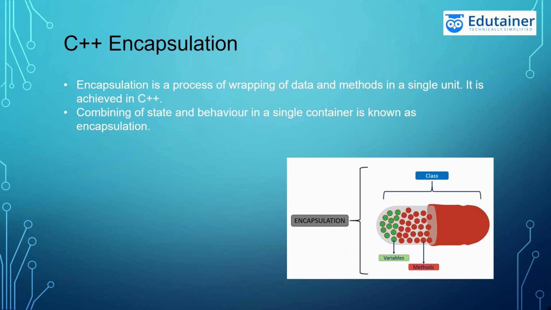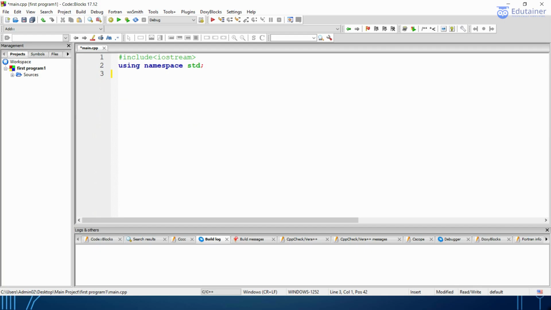So let's move to Code::Blocks. So let's start coding. First of all, I will be creating a class because encapsulation will be done in a class. So in this program, we will be calculating a total, or we can say a sum. So let me create a class named sum, in which I will be putting private: integer a, b, c. So three variables are private.